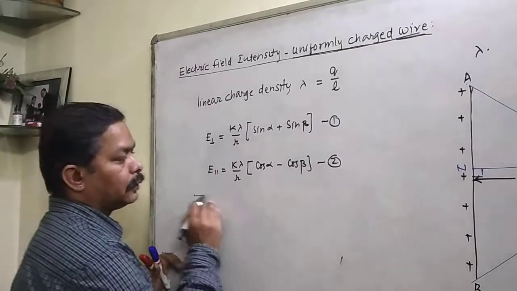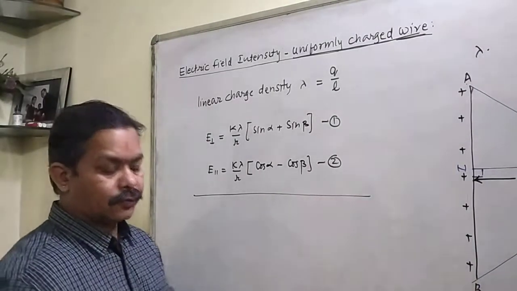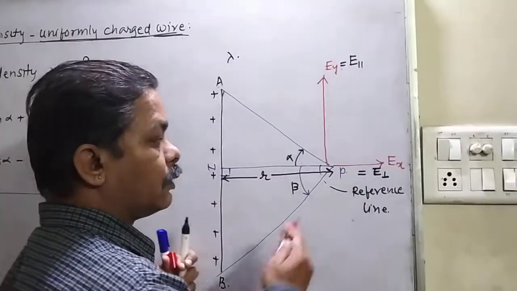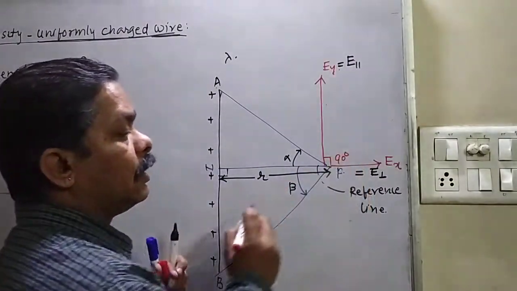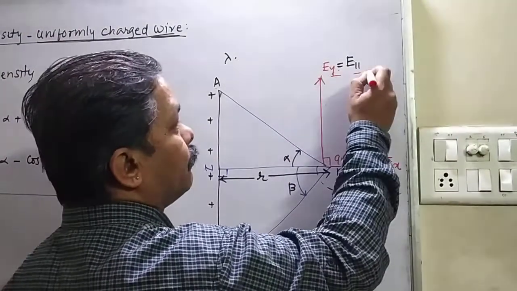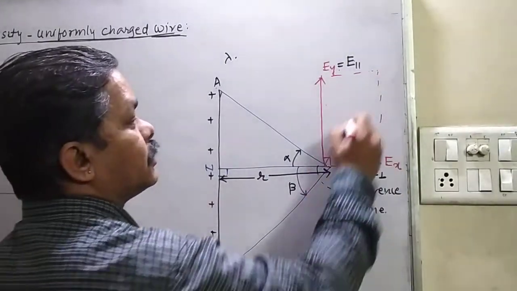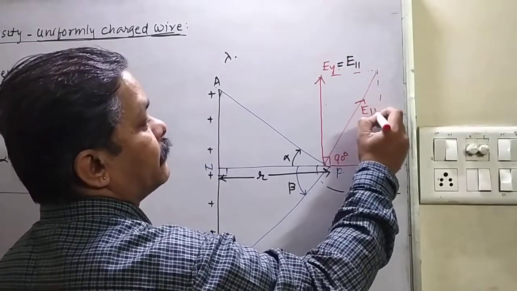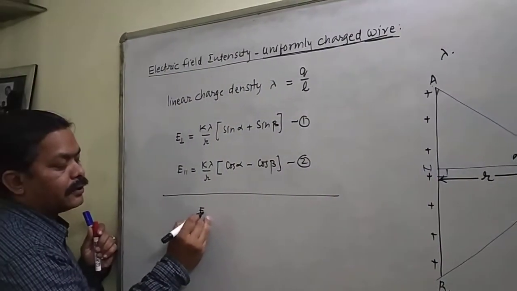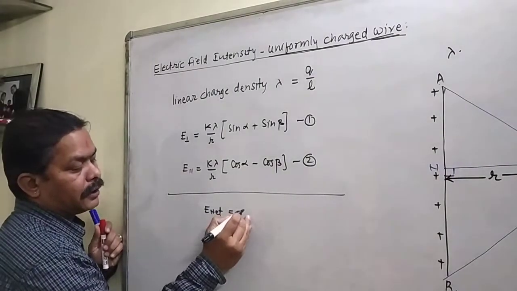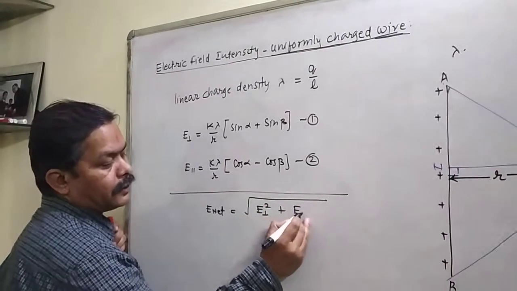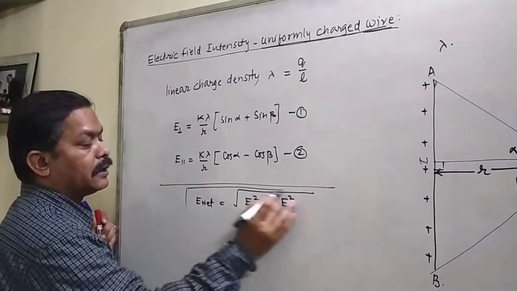Now you have the two components, and these two components are perpendicular to each other. So you can use the Pythagoras theorem or the parallelogram method of vector addition. This is our net, or resultant, electric field. With the help of these two components, because they are perpendicular, E net is the square root of E perpendicular squared plus E parallel squared.